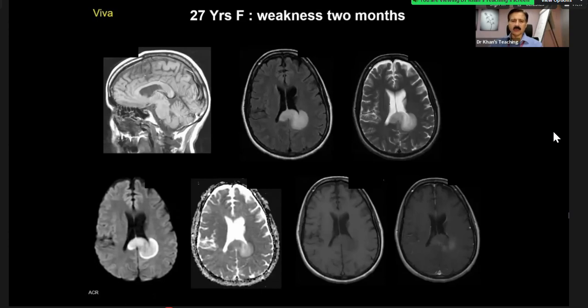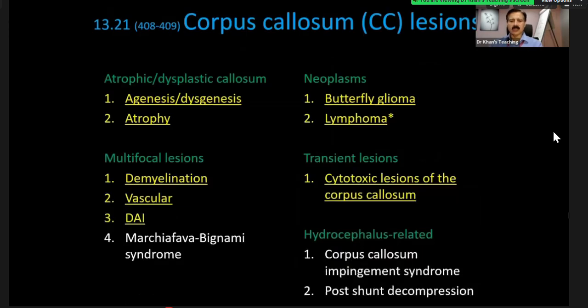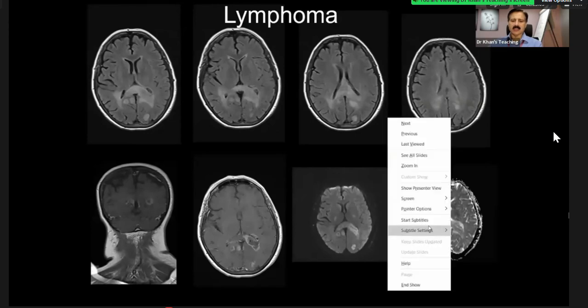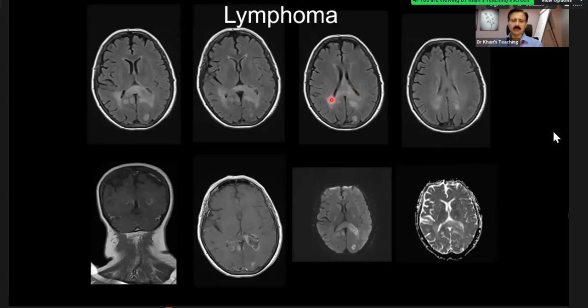Nobody can diagnose tumefactive MS just on the basis of a single image. You will consider things like lymphoma, etc. This is corpus callosum lesions in your book, and butterfly glioma and lymphoma are the top two. I have already shown you this case previously, and this is what we call lymphoma, periventricular. I've not given you all the images, but just wanted to make the point that it is crossing the midline, and it is actually multifocal, some rim enhancement, etc. is present.